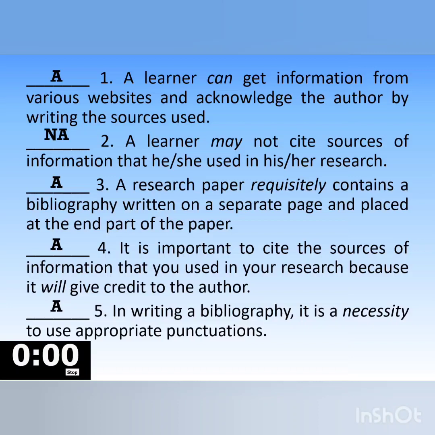Take note of the italicized words used in each of the sentences. What do you think are these words? Yes, these words are called modals or modal expressions. As you go through this lesson, you will also learn each of the different types of modals.